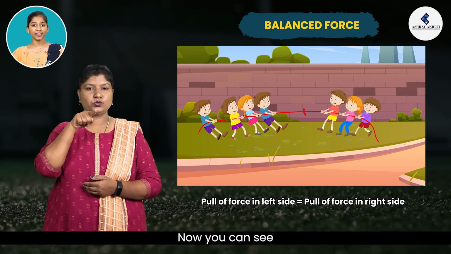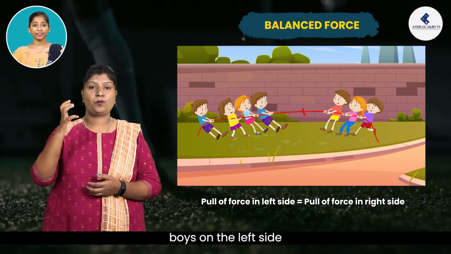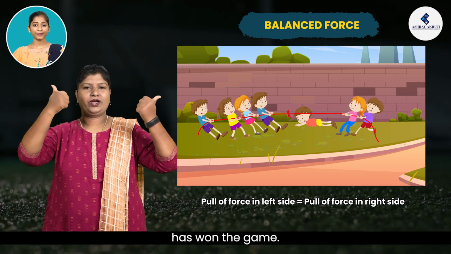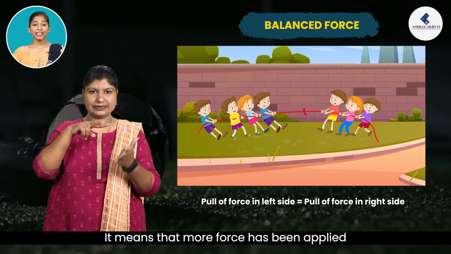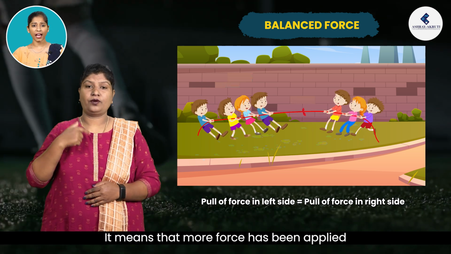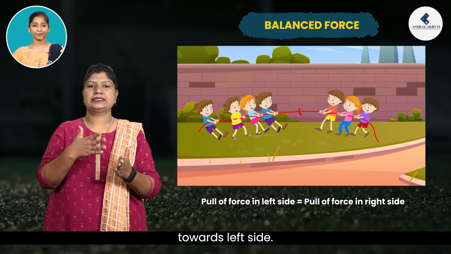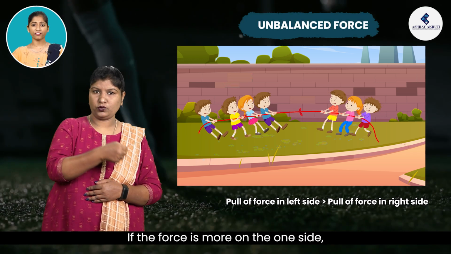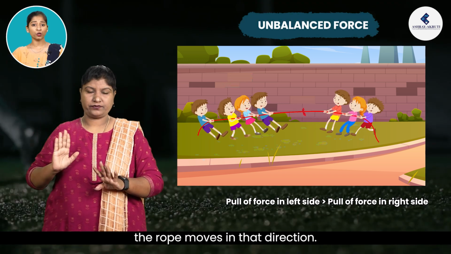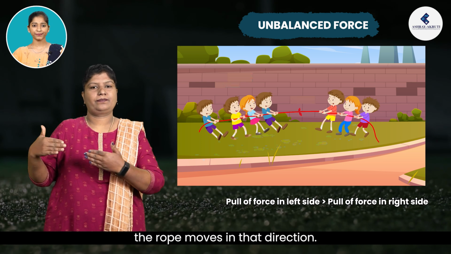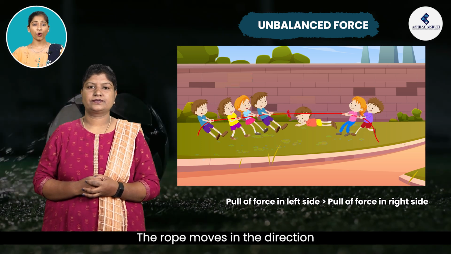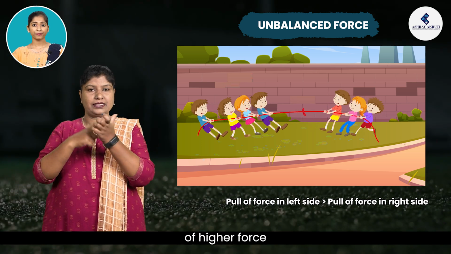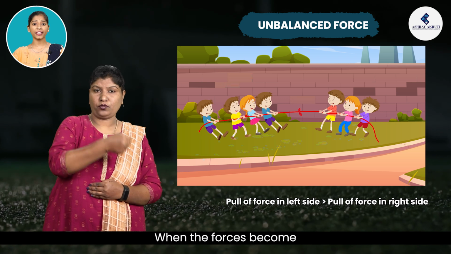Now you can see the boys on the left side have won the game. It means that more force has been applied towards the left side. If the force is more on one side, the rope moves in that direction. The rope moves in the direction of higher force when the forces become unbalanced.